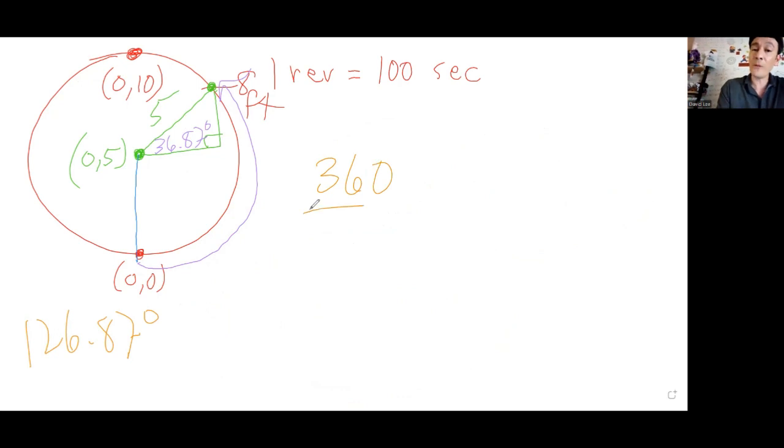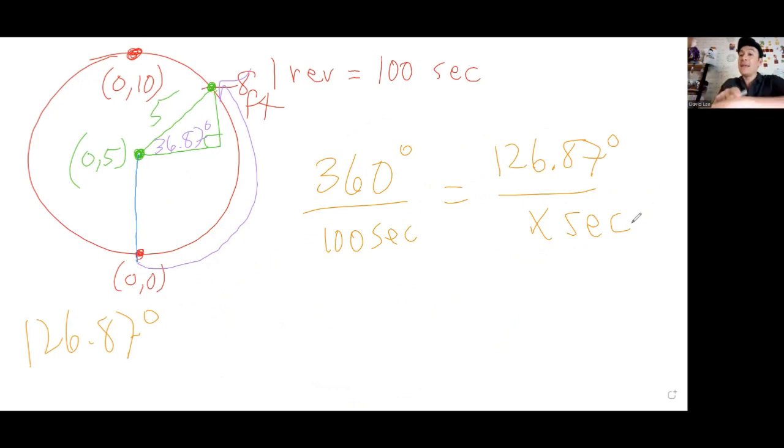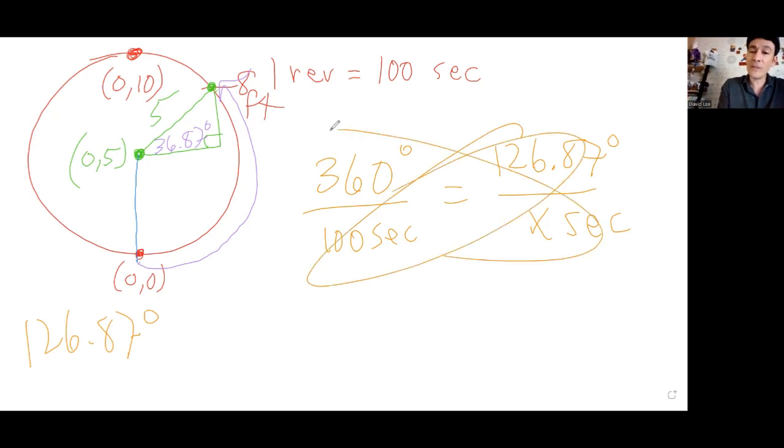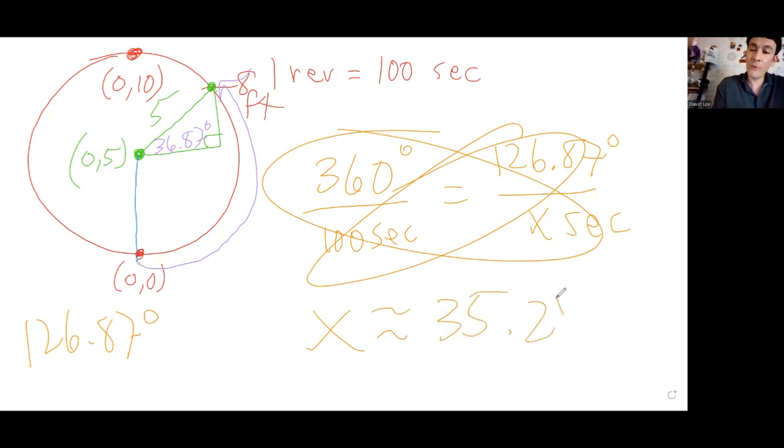I know that 360 degrees is a full spin. And in this problem, one full spin is 100 seconds. So you make a proportion. The key is to make a proportion. 360 degrees is a full circle. Well, 126.87 degrees is to x seconds, where x is the amount of time that it takes for you to reach your friend. If you cross multiply and do your middle school math, time is about 35.24 seconds. And that's appropriate because we said a moment ago to reach your friend, it's more than 25, but it's less than 50.